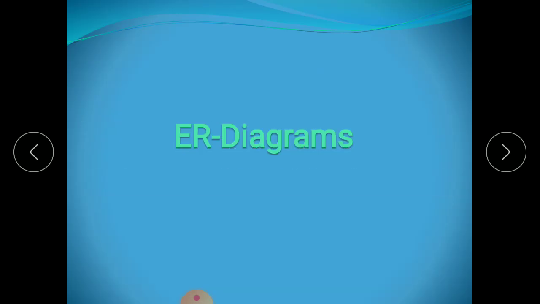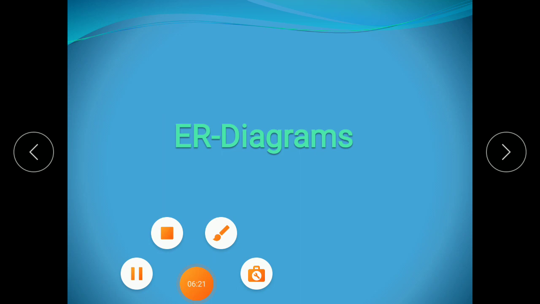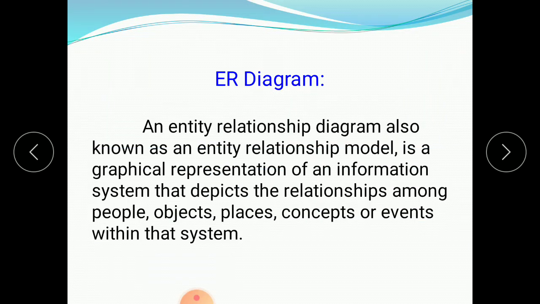Okay. Then next is the ER diagram. What do you mean by an ER diagram? ER means entity relationship diagram. See here, an entity relationship diagram, also known as an entity relationship model, is a graphical representation of an information system that depicts the relationship amongst people, objects, places, concepts, or events within that system. We declare all this information in diagrammatic form, and it is called an ER diagram.